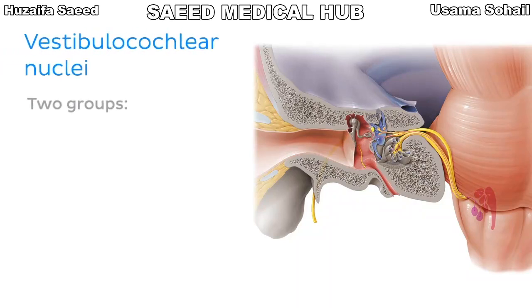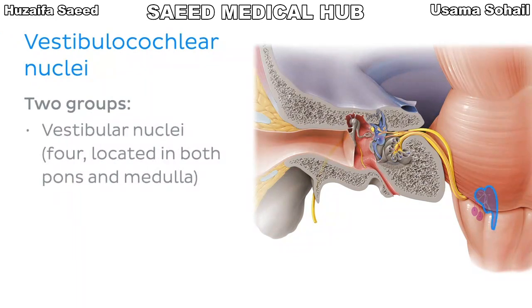So there are two groups of vestibulocochlear nuclei, the first being the vestibular nuclei. And as for them, there are 4 of them, with cells from this complex of the nuclei being detected as high as the pons and as low as the lower medulla. And I've highlighted them for you in blue over here in our image.